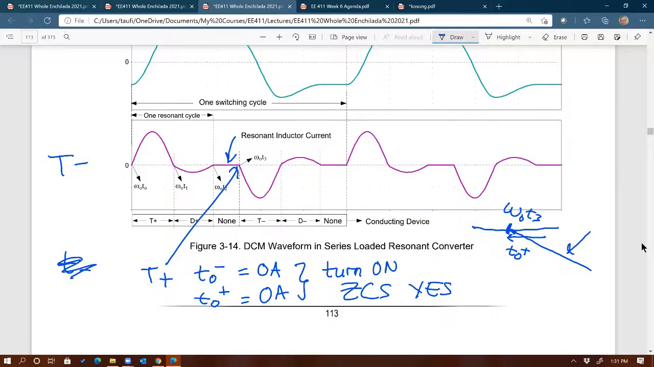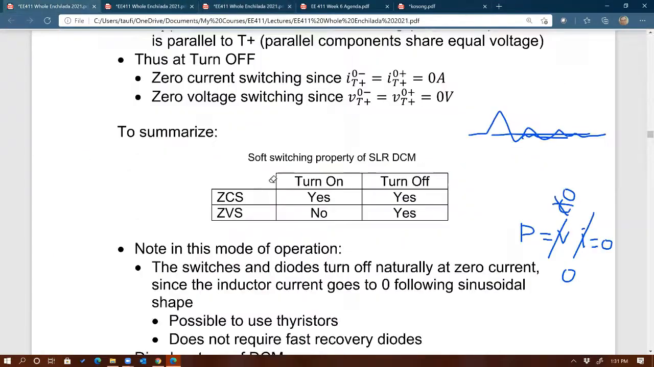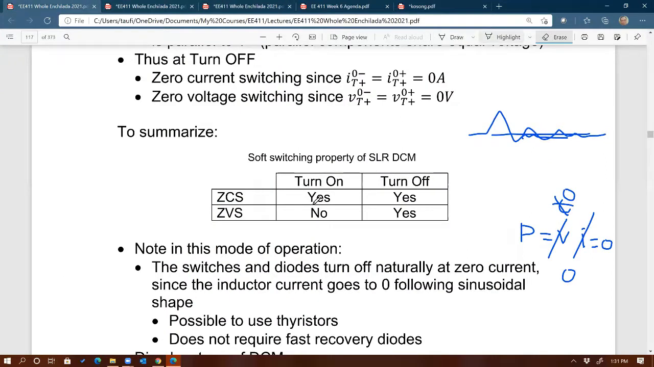And then we can adjourn. Is that what we have? At turn on, ZCS is a yes. Okay?